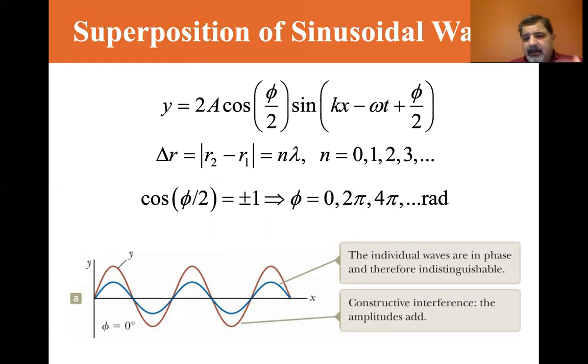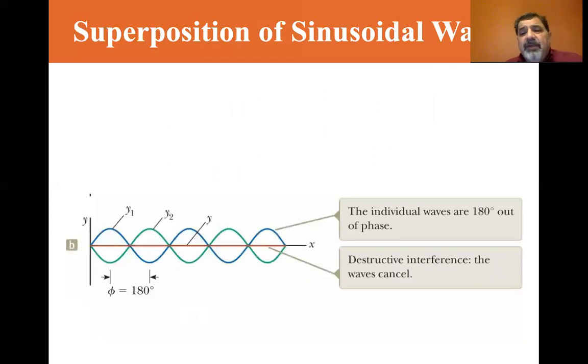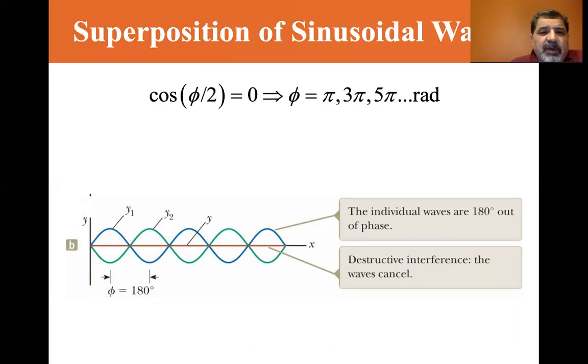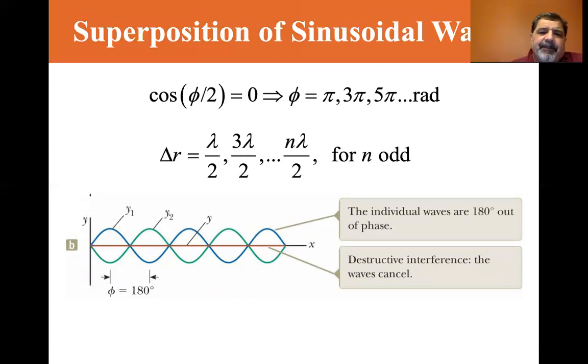Now, what if the individual waves are 180 degrees out of phase? Then you have destructive interference, and the waves cancel. This is where cosine phi over 2 is equal to 0, and that is at phi equals pi, 3 pi, 5 pi, and so on, and delta R is equal to lambda over 2, 3 lambda over 2, and n lambda over 2 for n odd. Now, I think we're just going to have lambda over 2 where we get the interference, and we'll be able to see that on the video.